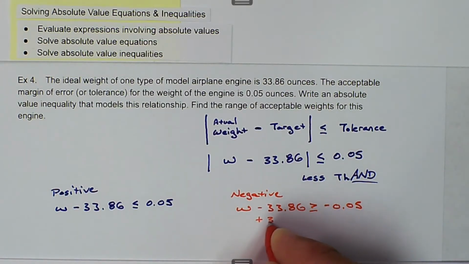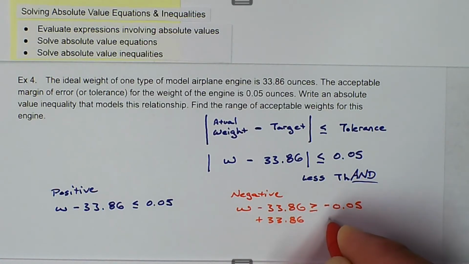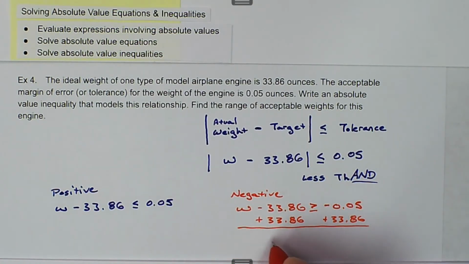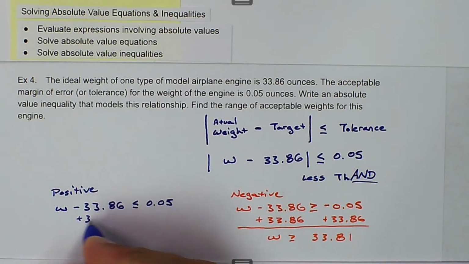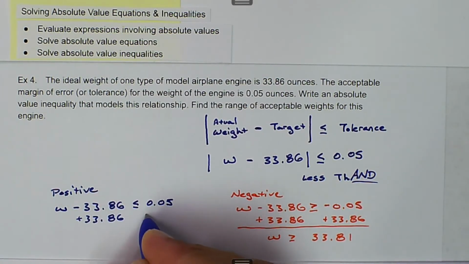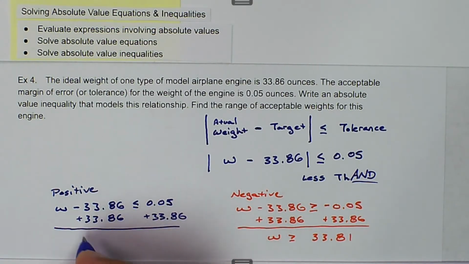Over here, we add 33.86, and then we get W is greater than or equal to 33.81. And here we add 33.86, and then we get W is less than or equal to 33.91.